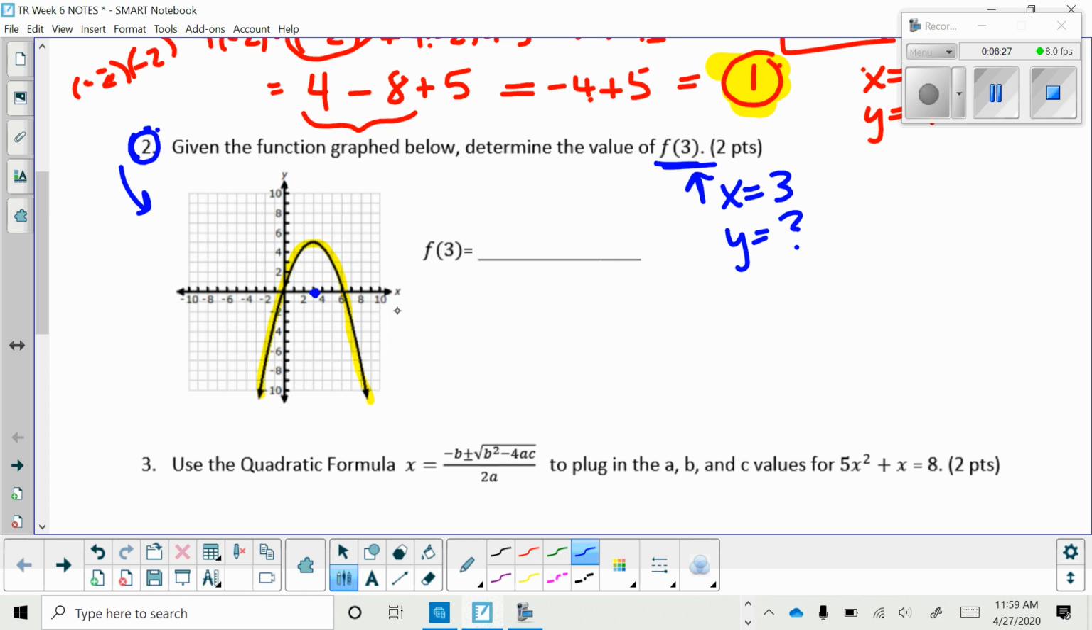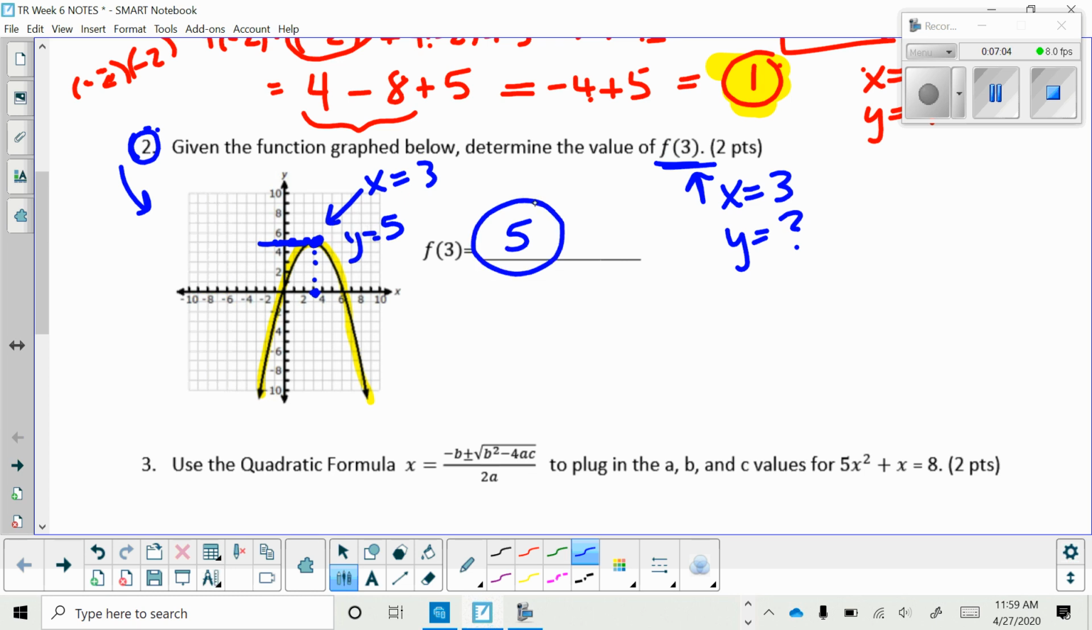So here's how I do that. I just trace up to the graph. I find this point right here. That's the point on the graph where x equals 3. I want to know what the y value equals there. So I just go to the left until I hit it on the y-axis. And right there, what does y equal? It equals 5. So that's my answer. No math involved.